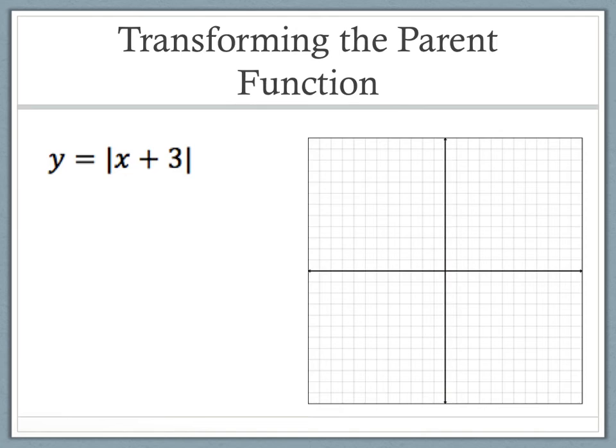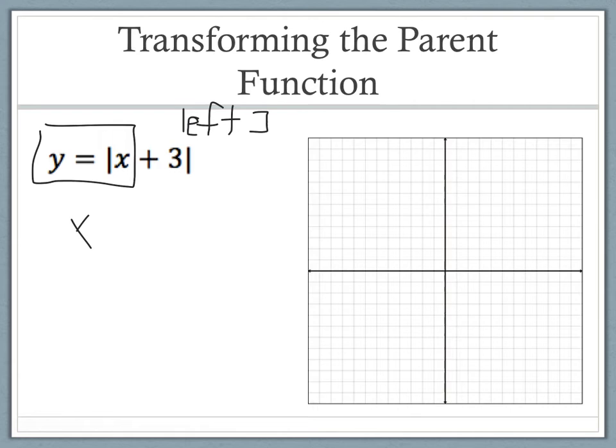All right, so let's take a look. I notice there's nothing out front right there, so I'm not going to multiply my table by anything, but I do have a +3. That just tells me, since it's on the inside, it's going to go left to right. It's actually going to go left 3. Since it's +3, it goes the opposite. So we're going to go left 3.